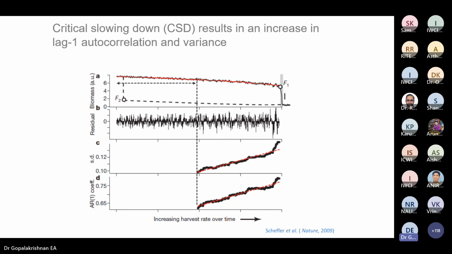But you look at these bottom panels, which show the autocorrelation and variance. You could see an increase in autocorrelation and variance much before this transition. So using this, you can actually predict the transitions that may occur in your system. Your system could be anything. If you are able to get data from your system, and if your system undergoes a transition, then you can predict the transition using this particular methodology.